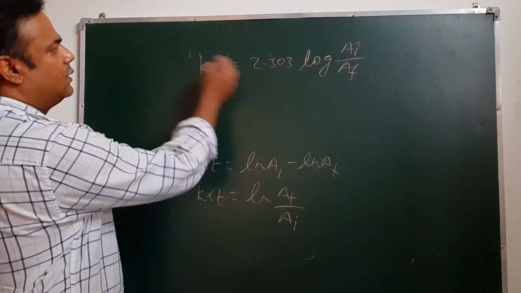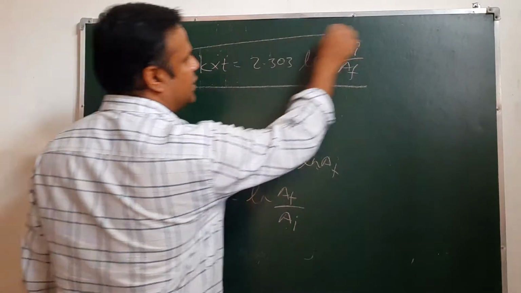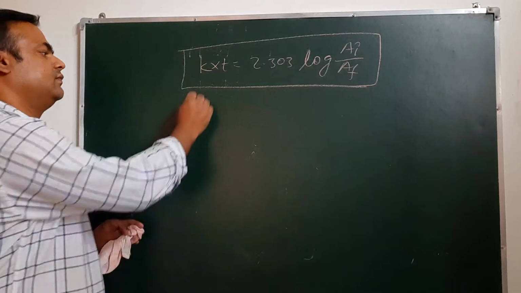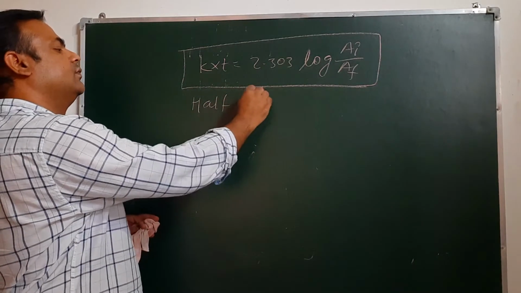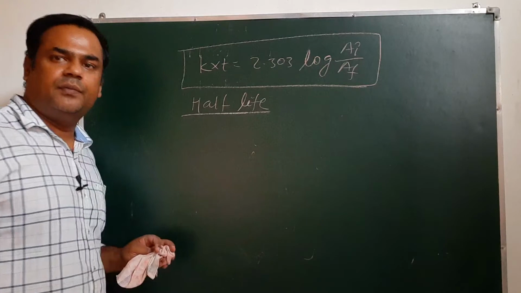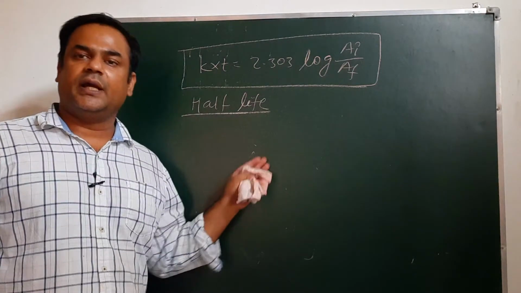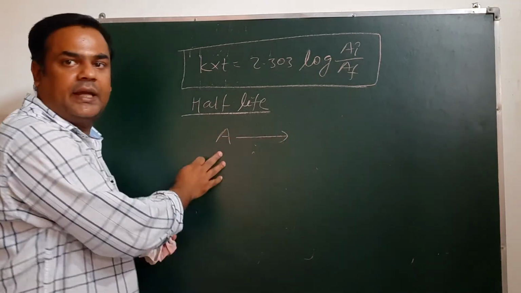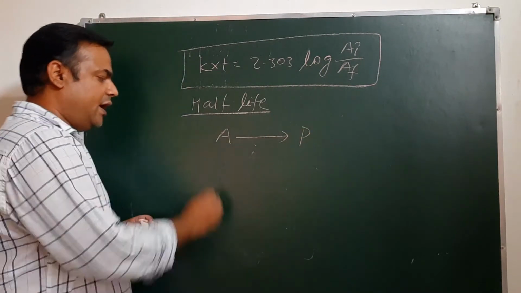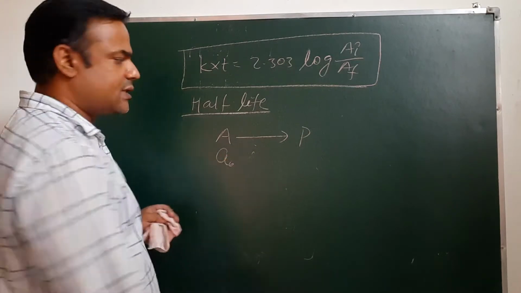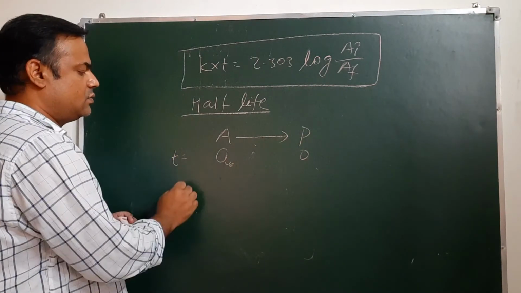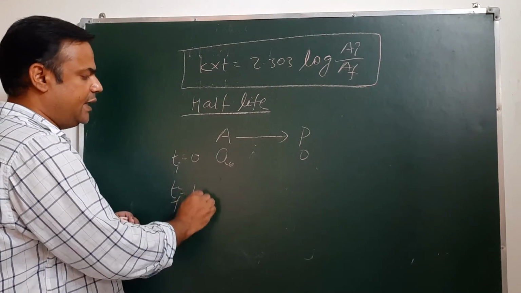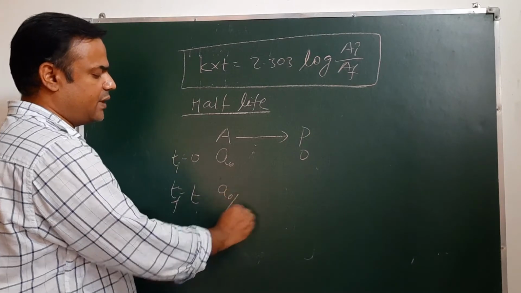So this is the overall integrated rate expression for a first order reaction. Now we talk about the half-life. We already know that half-life is the time in which half of the reactants are converted into product. Suppose in any chemical reaction, reactant A is converting into product P. Initially its concentration is A naught at T equals 0. At T equals T half, its concentration is A naught by 2.